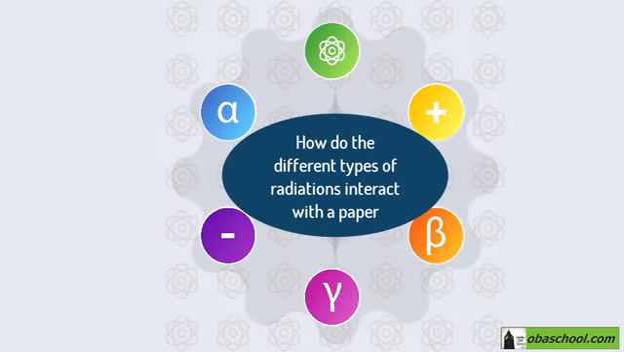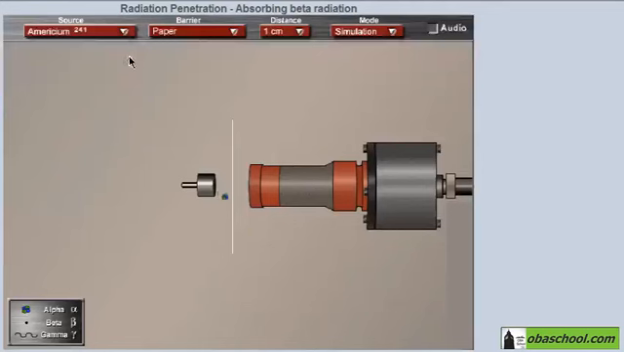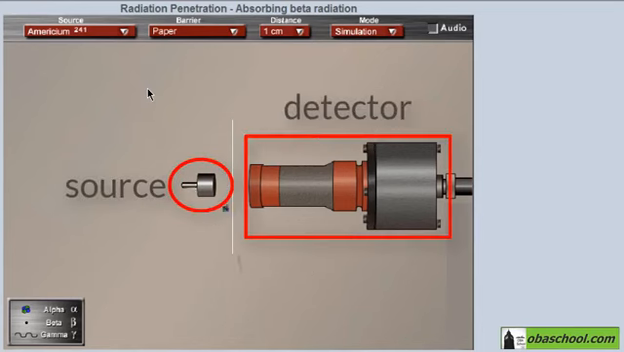Hello! In this video, we're going to investigate how the different types of radiation, alpha, beta, and gamma radiations, interact with paper. Let's start our investigation. We're going to place different sources. Here, this is the source emitting radiations, and this is the detector.